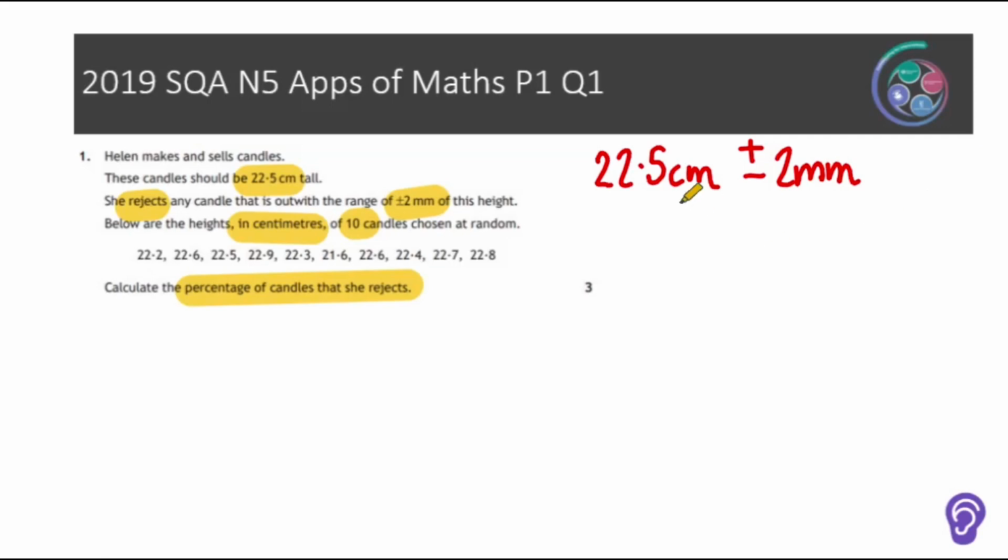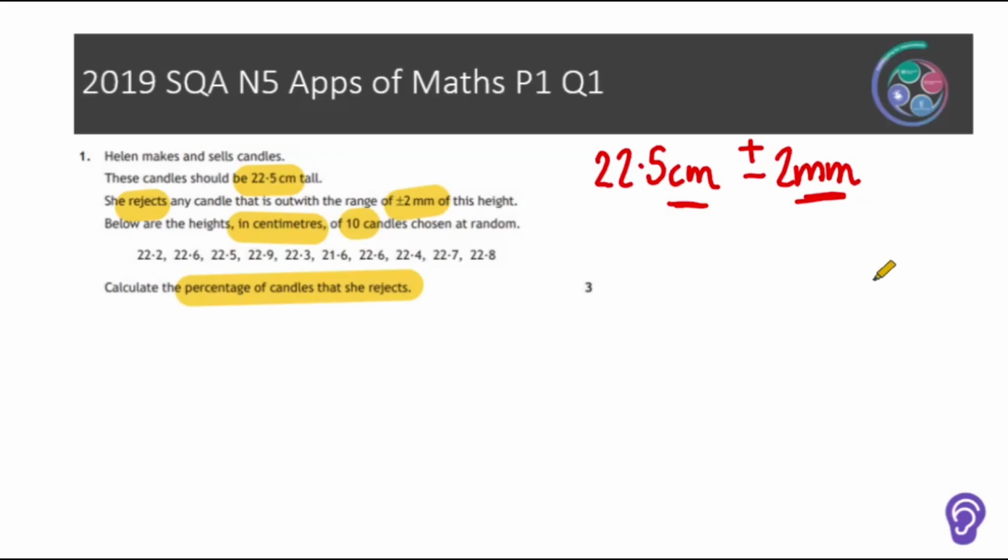Now the first thing that you should be alarmed by is the fact that I've got centimetres and millimetres. I've got different units there, which I don't want. So first thing I'm going to do is make sure that I've got consistent units. So I've got 22.5 centimetres. I could either write that in millimetres, or I've got 2 millimetres that I could write in centimetres.